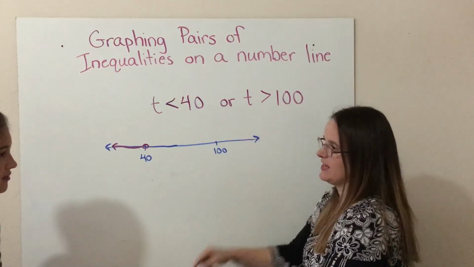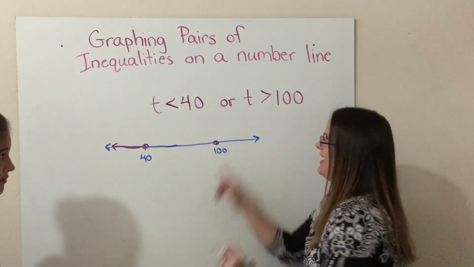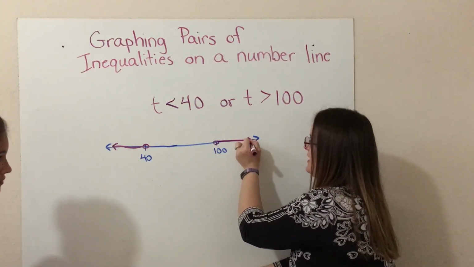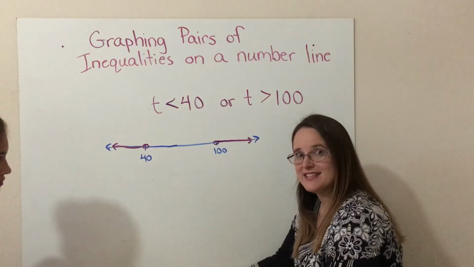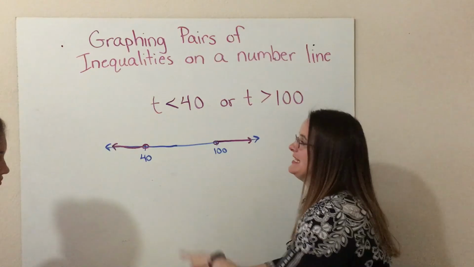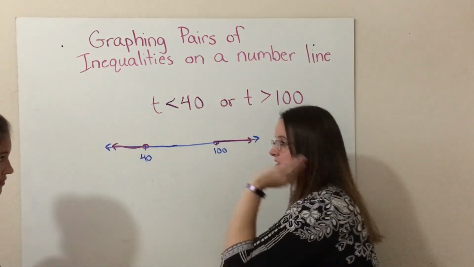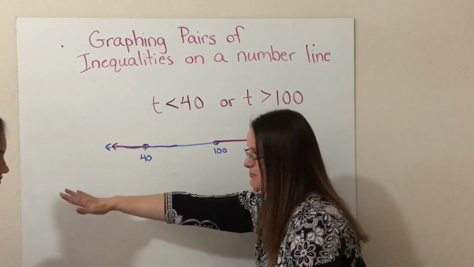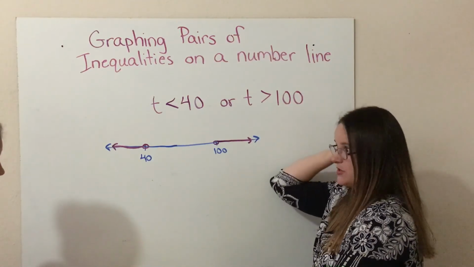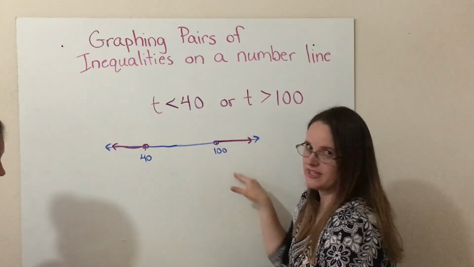Here, t is greater than 100. Open dot or closed dot? Open dot. And it's greater than, which means my arrow's gonna go this way. So basically in this type of problem, we're saying t is any possible number except it is not between 40 and 100. Because these arrows go on forever and ever all the way into the negative numbers down that way. This arrow goes on forever and ever up to the millions, billions, trillions this way. But t does not fall in between 40 and 100.